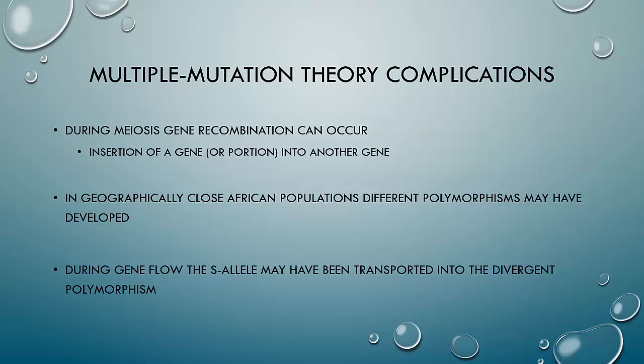Now, there are some complications with the multiple mutation theory. During meiosis, gene recombination can occur, which in some instances results in gene conversion, which is a process of inserting a gene or a portion of a gene into another gene. So in African populations, nearby different polymorphisms may have developed. When these populations experience gene flow, i.e. interbreeding, the S allele may have been transported into the divergent polymorphisms. The takeaway is that the S allele may have developed only once, and the different polymorphisms may be a false positive.